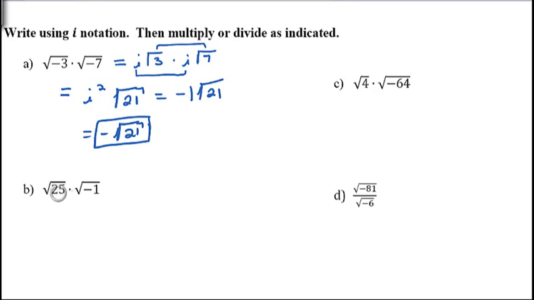Our next example, the square root of -25 times... the square root of 25 is 5, and the square root of -1 is i, so we would get 5i. In our next example, we have the square root of 4, that's 2, times the square root of -64, and so that would be 8i. And 2 times 8i is 16i.